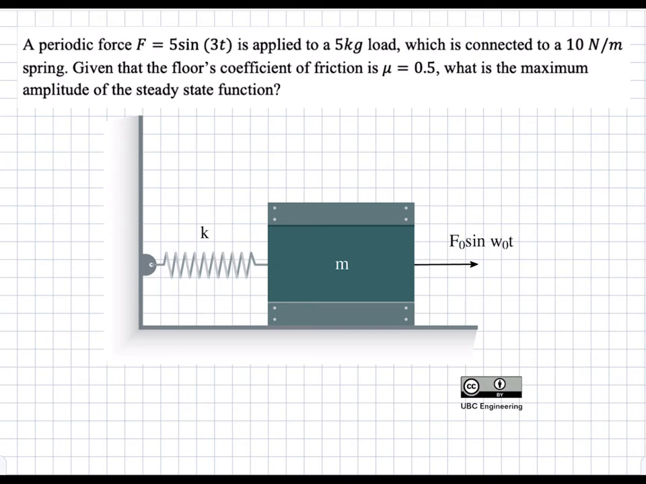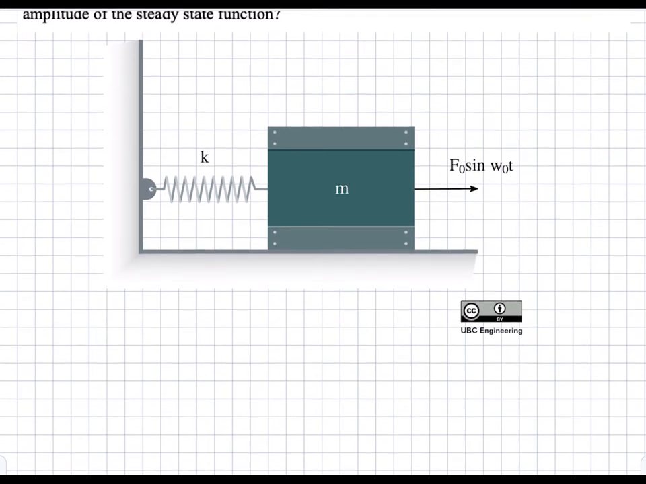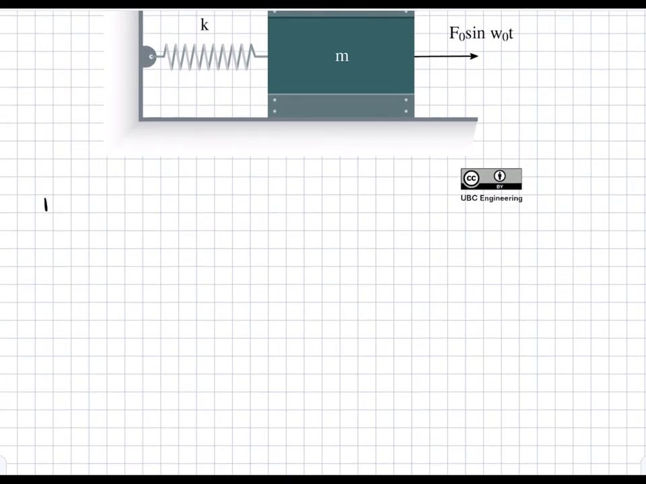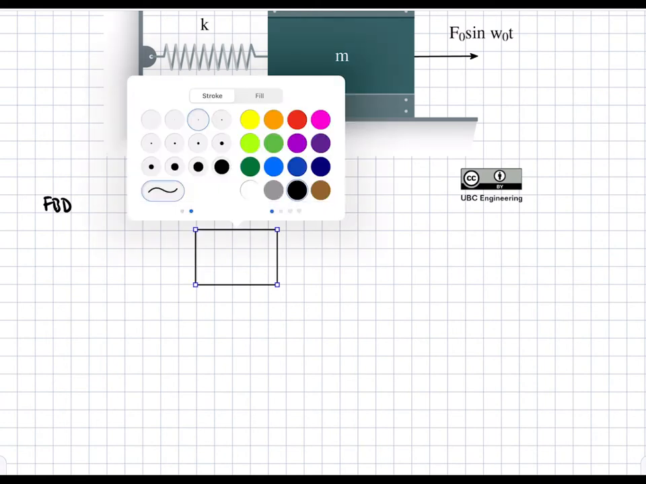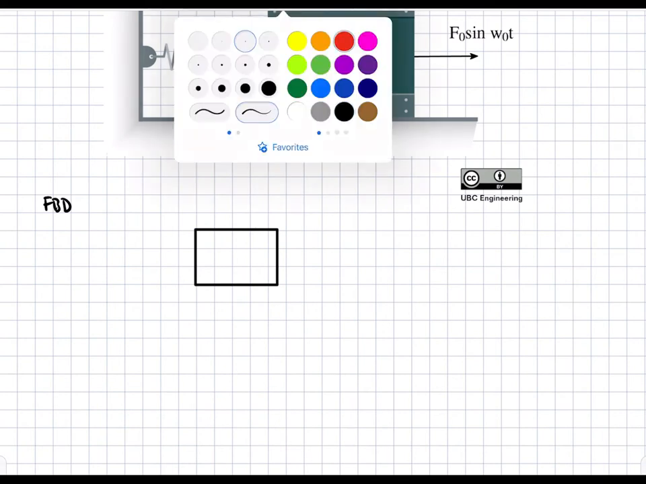So what we need to do first is determine the differential equation of motion, and then from there, determine the steady state solution and determine the maximum of that steady state function. Okay, so first we start with the free body diagram, and we simply isolate the block, and this block will have the following forces, which I will draw in red.